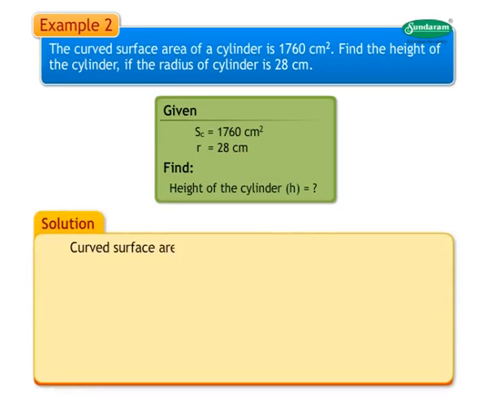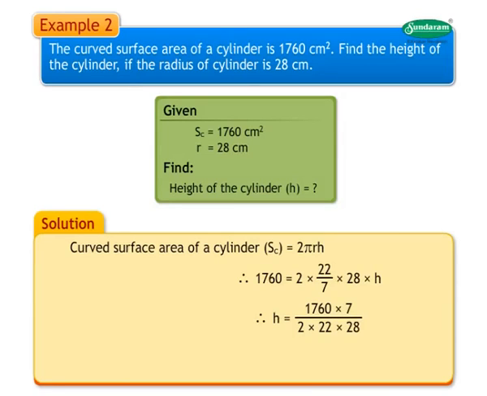Solution. Curved surface area of a cylinder is equal to 2 into pi into r into h. Therefore, 1760 is equal to 2 into 22 upon 7 into 28 into h. Therefore, h is equal to 1760 into 7 upon 2 into 22 into 28, which is equal to 10. Therefore, the height of the cylinder is 10 centimeters.